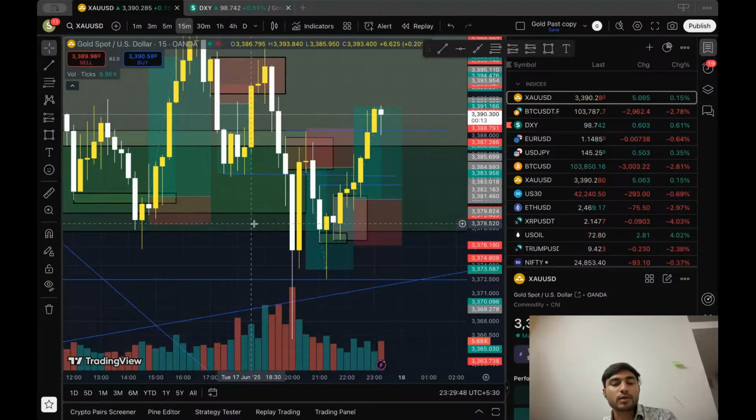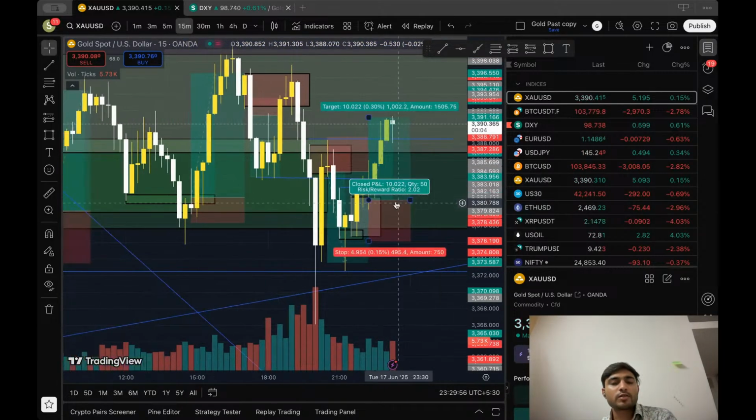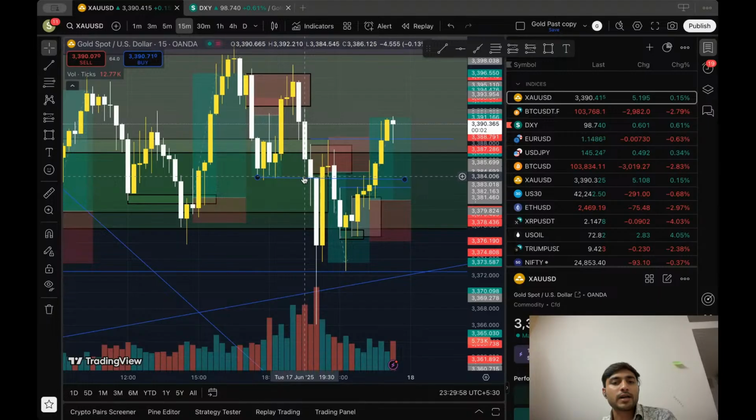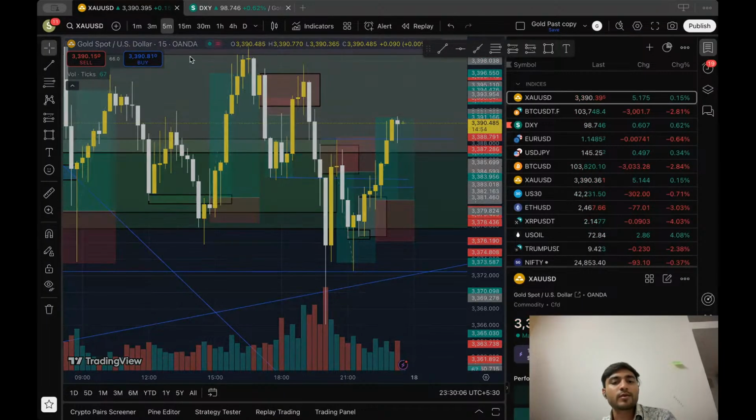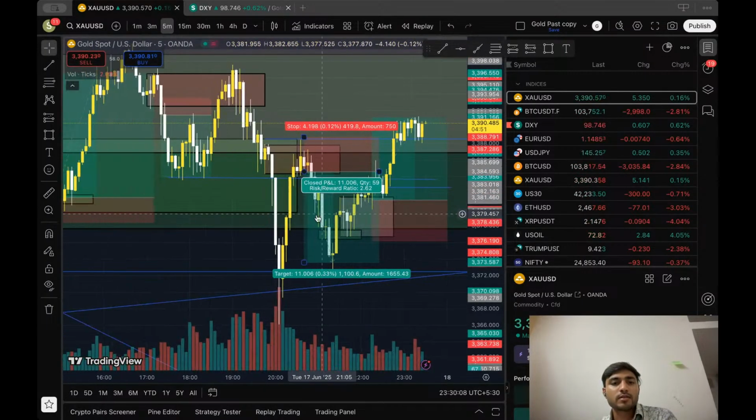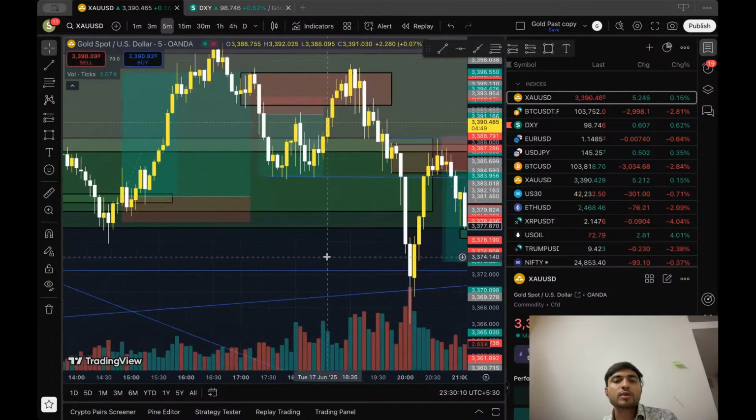Because DXY was increasing from the start, but gold gave this move. So I was thinking maybe I should sell or not, but we didn't have a change of character. Change of character happened after this, but I did scalp a little bit after seeing this 15 minute. In 5 minute, if you see, a lot more order blocks are being formed.